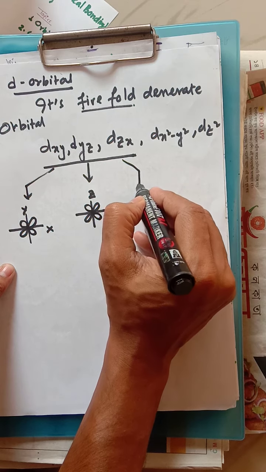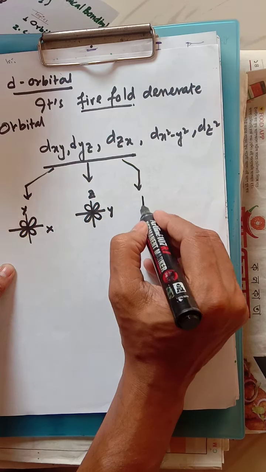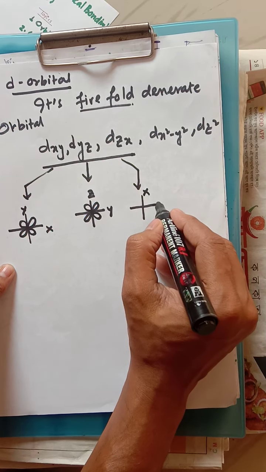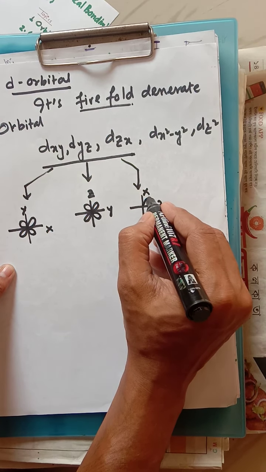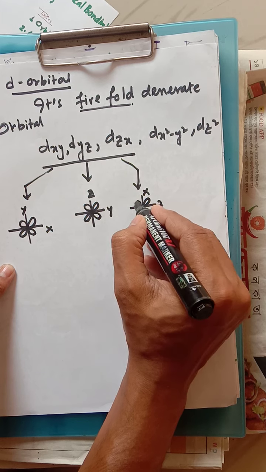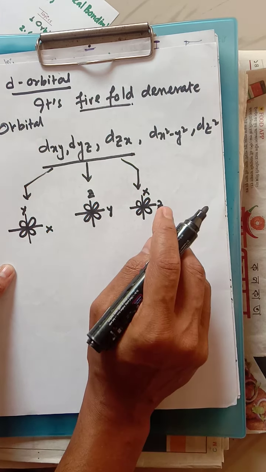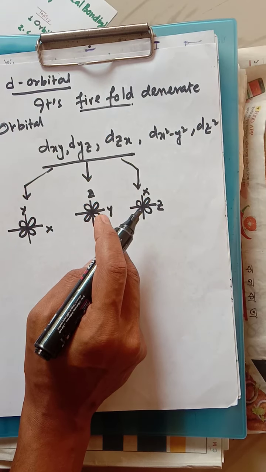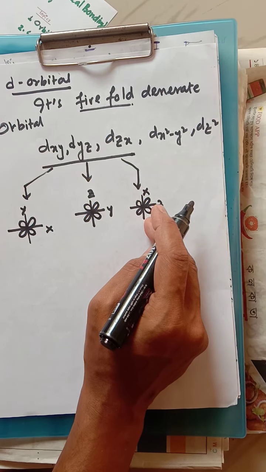And if we consider dzx, obviously the same thing. Here the axes will be changed. That means if we consider this is the x-axis, this is the z-axis, so it will be like this. That means these are called dxy, dyz, dzx.